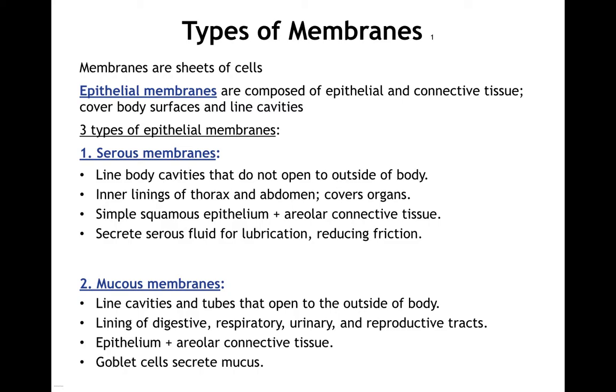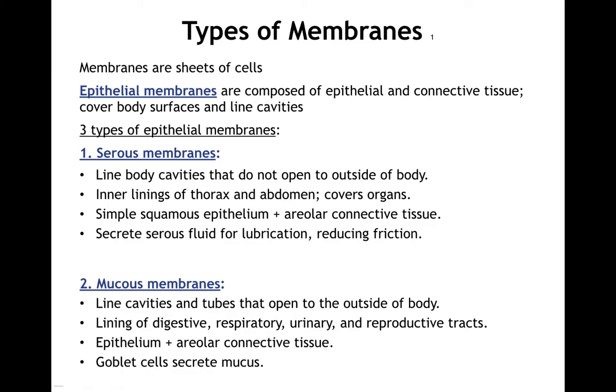Serous membranes line body cavities that don't open to the outside of the body. They're going to be the inner lining of the thorax, the abdomen, and they're also going to cover the organs in those locations. They are a layer of simple squamous epithelium and areolar connective tissue. They secrete serous fluid that allows for lubrication and reduces friction. We'll see that more when we look at those individual organs.